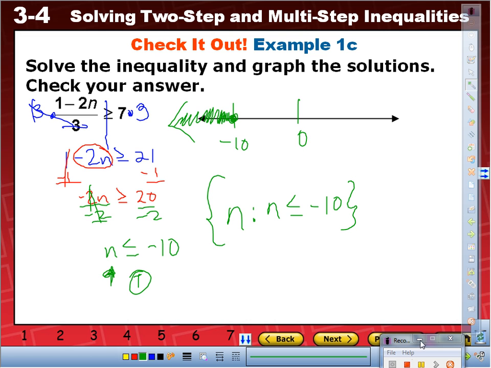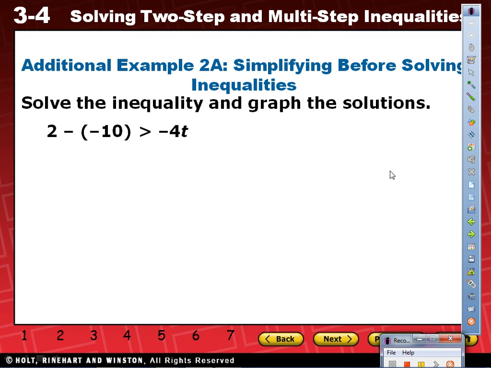Here we go. Copy this down, please. It says, solve and graph. 2 minus, open parentheses, negative 10, close parentheses, greater than negative 14. Same thing, it's still a multi-step, but if you follow your steps, simplify, isolate, plot, and check, you should be able to solve it. So let's do this one together.